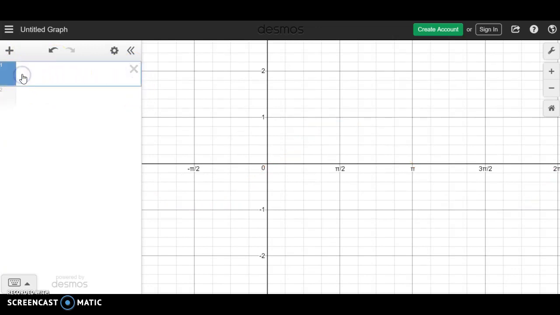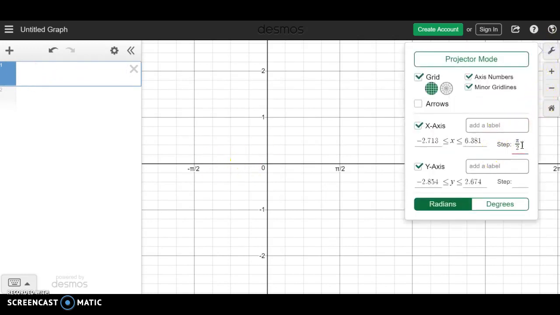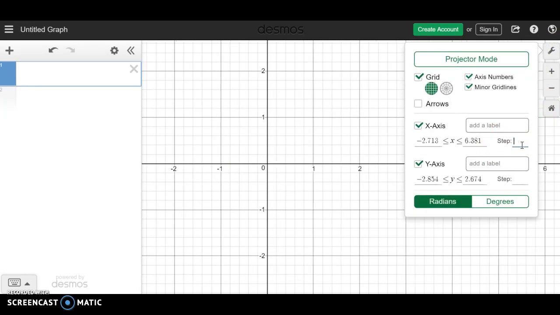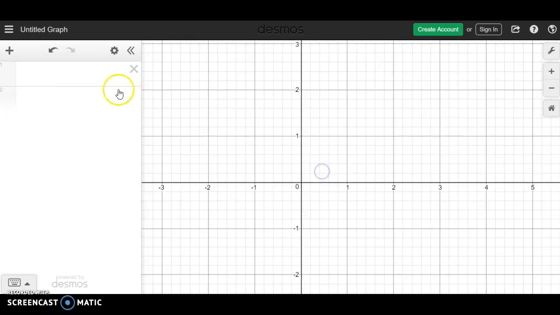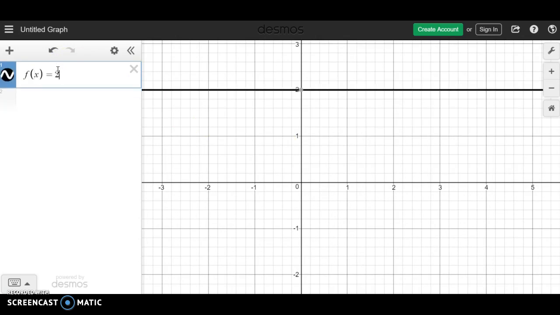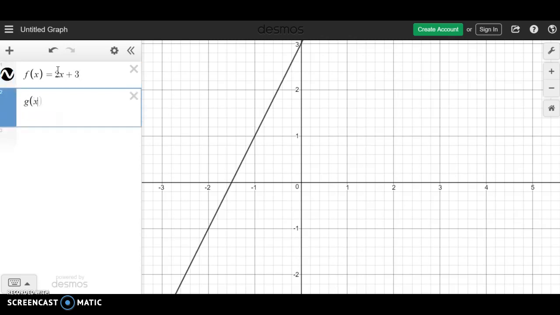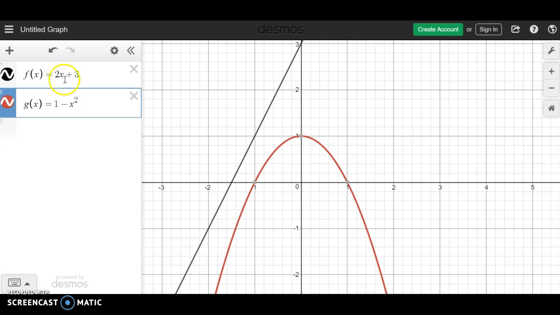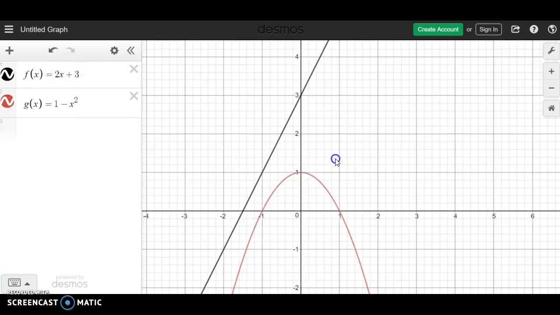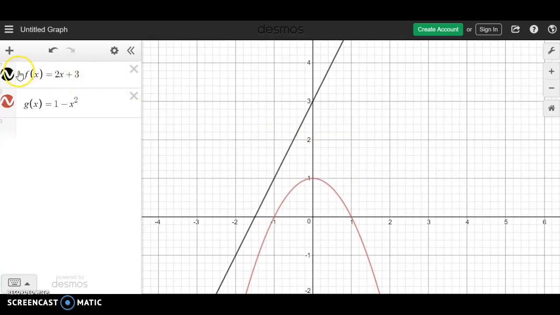Last step is to look at what compositions do to our functions. So I'm going to change my values back to integer values on the x-axis. I'm going to look at two functions. f of x is 2x plus 3, and g of x is 1 minus x squared. When I compose these two functions together, I'm going to end up with a third function, or a fourth function, depending on the order that I put these two in.